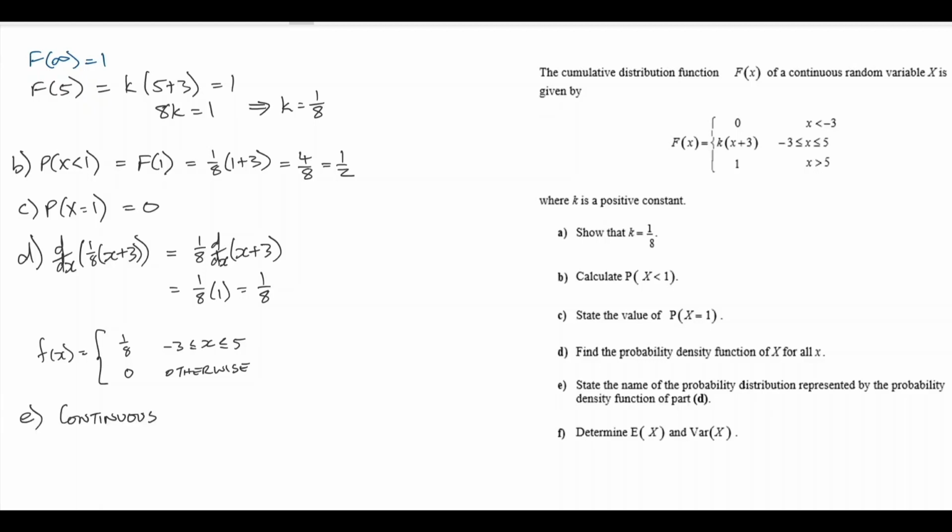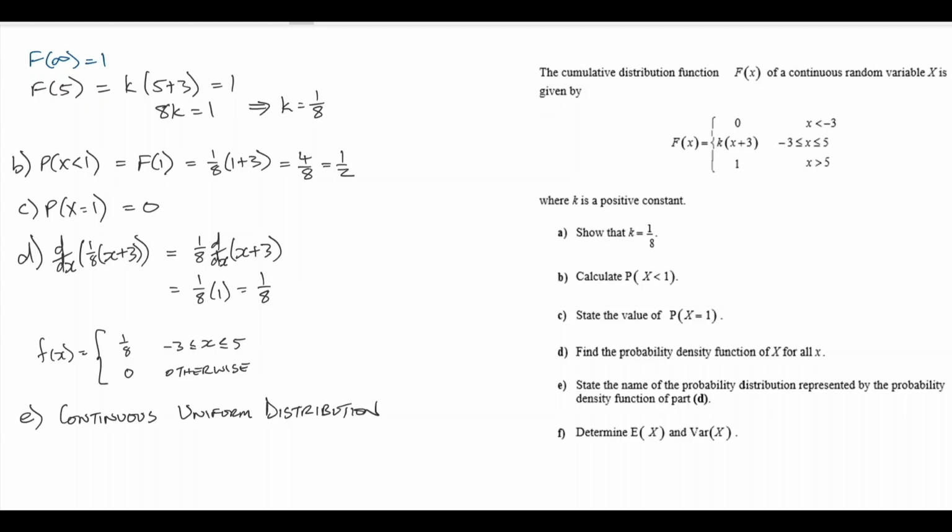Part E asks us to state the name of the probability distribution represented by the probability density function that we found in D. Well, looking at that function, there are no variables in it whatsoever. It is just a constant value. If we were to sketch this, we know it's going to be a horizontal line in between -3 and 5. This is a continuous uniform distribution, something we should recognize when we see it in terms of a function.